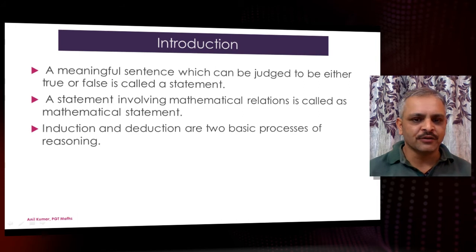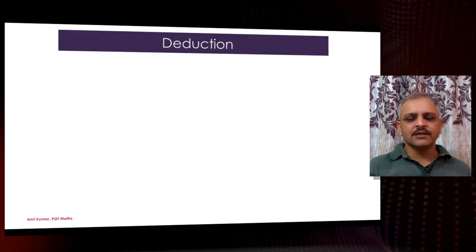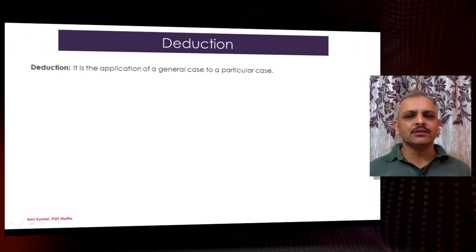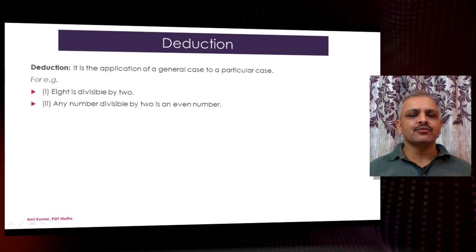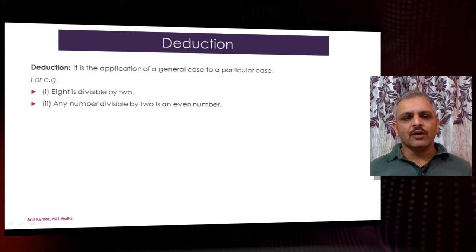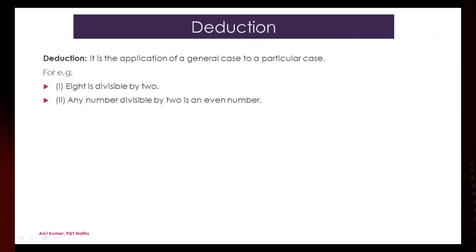So first we will discuss the deduction process. So what is a deduction? Deduction is an application of a general case to a particular case. Let's take an example. 8 is divisible by 2. This is one of the statements. Any number divisible by 2 is an even number. This is the second statement. So you can see that both the statements are true. And by observation, we can conclude a third statement, which means 8 is an even number.